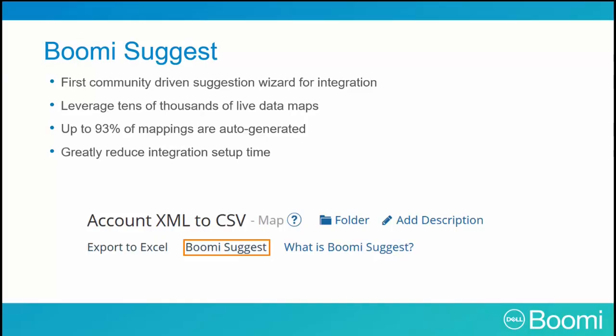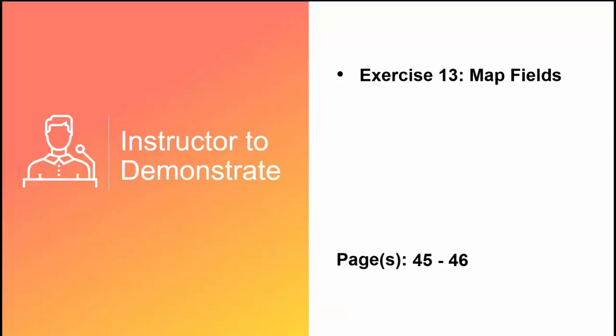Boomi Suggest is very popular with our users because it alleviates the painful and time-consuming aspect of application integrations. In addition, it allows organizations the ability to benchmark their maps against the community. This is an example of how we harness the community's collective intelligence to bring new innovation to our users.